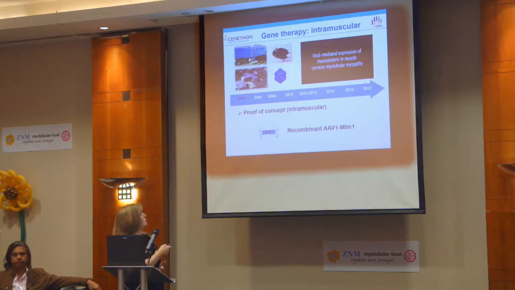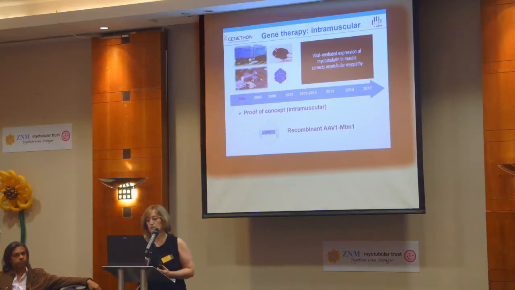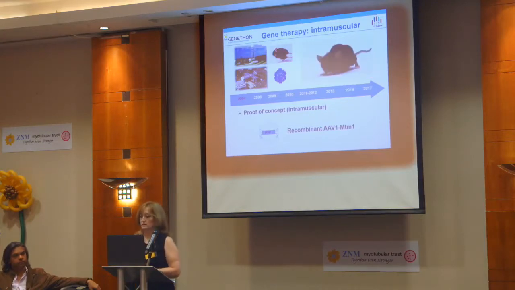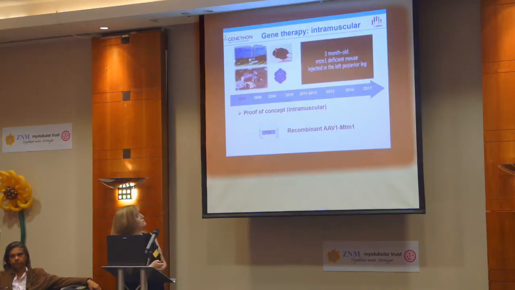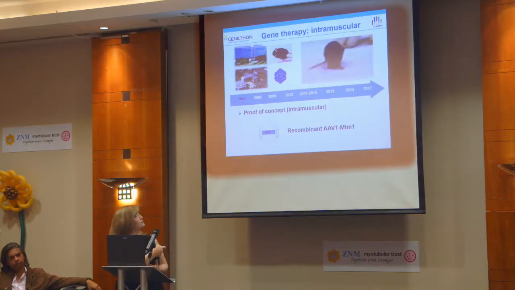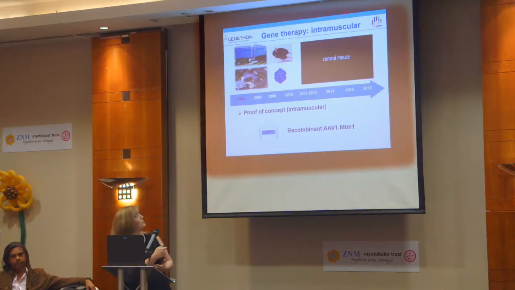So at the beginning, we worked with an AAV vector called AAV1, okay? And the first thing that we did is to administer this vector in a mouse model of the disease. And now you are going to see. We administered this vector intramuscularly, just in one muscle, because we had to show that this approach works. So you can see here a mutant mouse deficient for myotubularin, for MTM1, that was injected in one of the legs. I'm sure that you can guess which one is the leg that was injected with the MTM1 vector. So here you have a control.